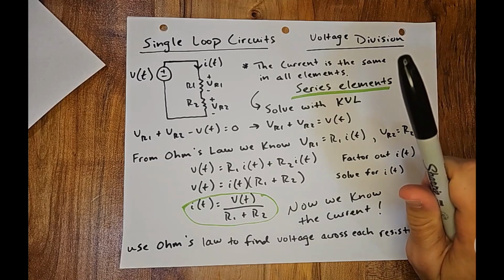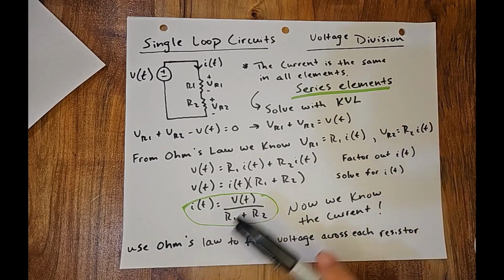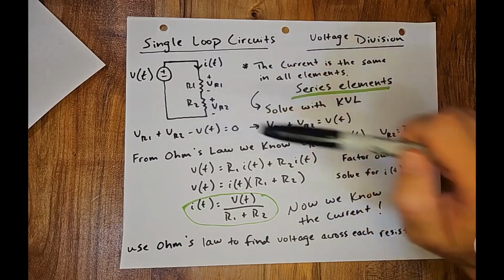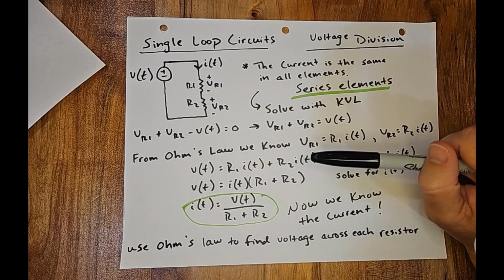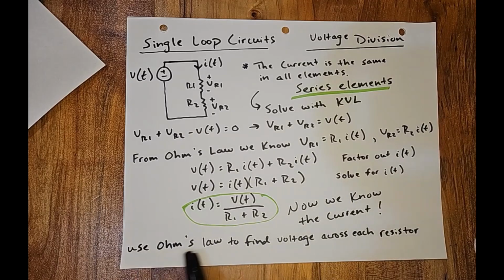Now with that, that's a very complicated way of saying we now have a current. Because all you're doing when you find current is taking your total resistance and using that in Ohm's law. Pretty simple. So now we're going to use Ohm's law to find the voltage across each resistor.